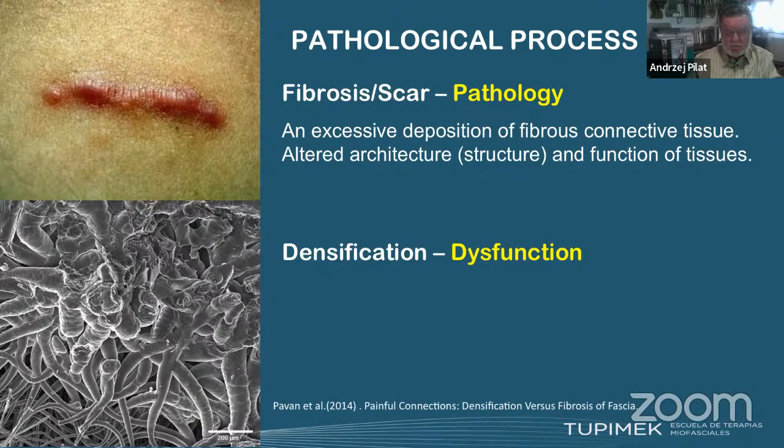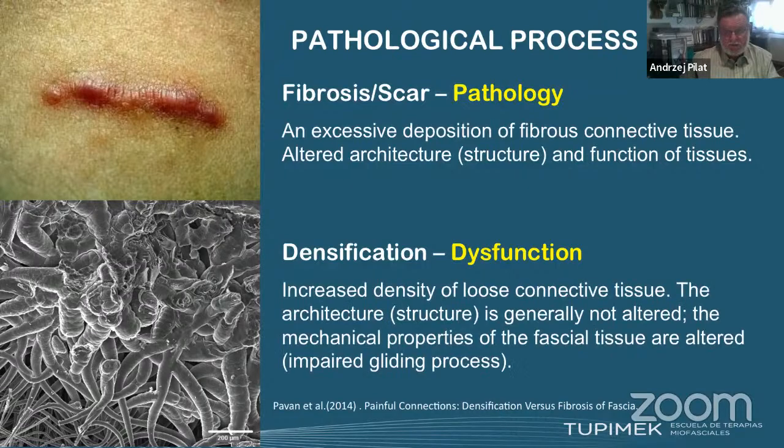Please look at the picture. This is the collagen. There are collagen fibers in the healthy tissue, and here in the upper part there is densification. How can I define this situation? Dysfunction, in this case densification, is increased density of loose connective tissue.